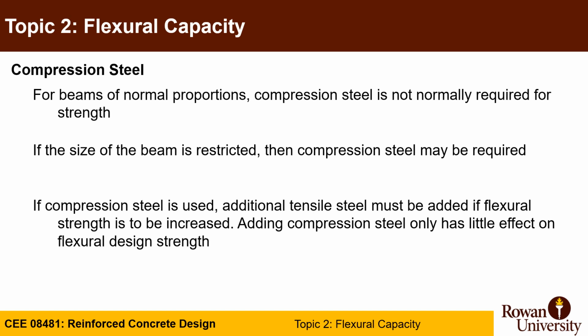We will start now doing the compression steel. Compression steel, in some cases, you will have to use it. With normal proportions, compression steel is normally not required. If the section size is restricted, compression steel may be used. If compression steel is used, additional tensile steel must be added if flexure capacity is to be increased. Adding compression steel only has little effect on flexure design strength.